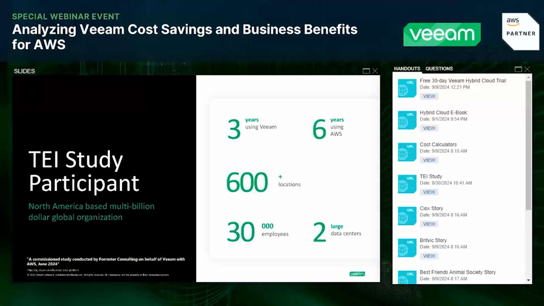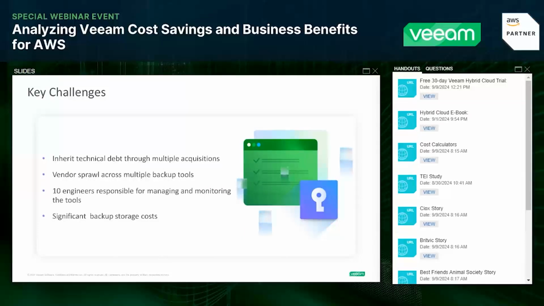However, some of you might know it for more of its on-prem services, but we can work natively in the cloud, which is why we're here today. We're talking about AWS. So please don't think that Veeam only does on-prem. And this organization also has 30,000 employees and 2 large data centers. So as you can imagine, it is quite a lot of data to keep this organization going.